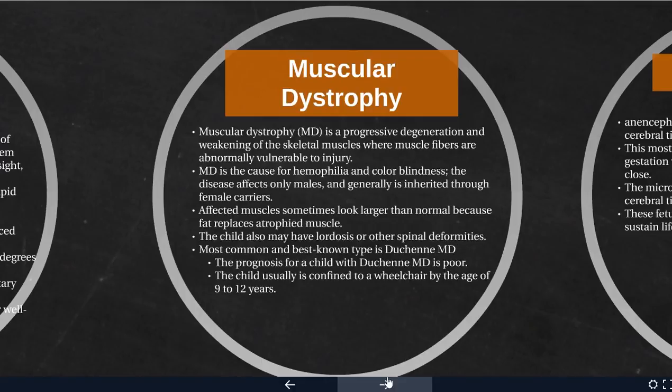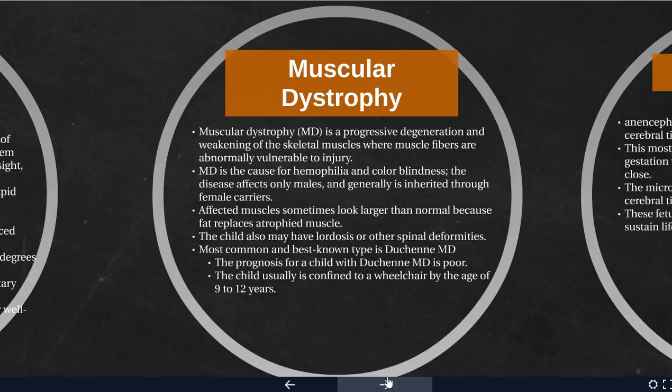Okay, so muscular dystrophy is a progressive degeneration and weakening of the skeletal muscles where muscle fibers are abnormally vulnerable to injury. MD is the cause for hemophilia and color blindness. The disease does affect only males, and it's generally inherited through the female carrier. So if a boy has MD, he got it from his mother's genetics.